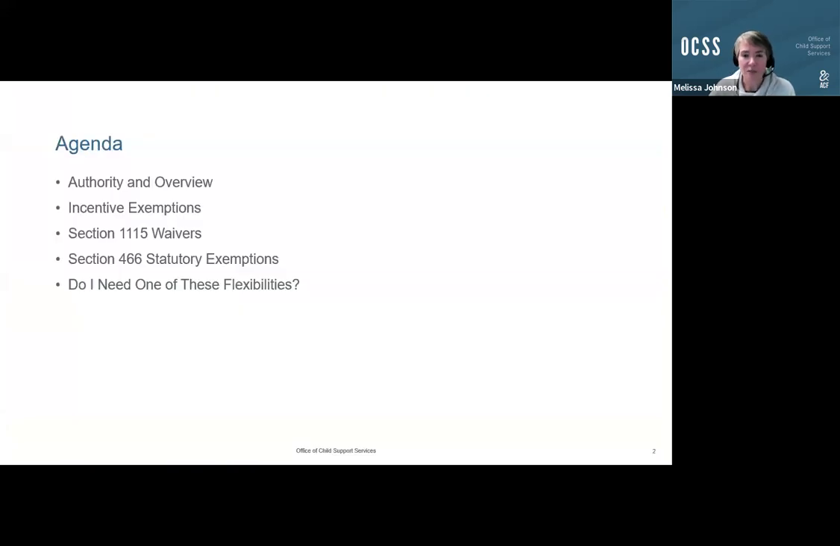So during today's session, we're going to go over a few options for your child support program. We're going to talk about incentive exemptions, ways you might want to spend your incentives that are outside the normal program operation, Section 1115 waivers, and then also Section 466 statutory exemptions. We'll provide the relevant authority links so you can find more information because, again, this is set for an hour. I know we're not going to get everything covered that you might want to know. And then we'll wrap up also with a short discussion of flexibilities that exist without actually needing to pursue an exemption or a waiver.